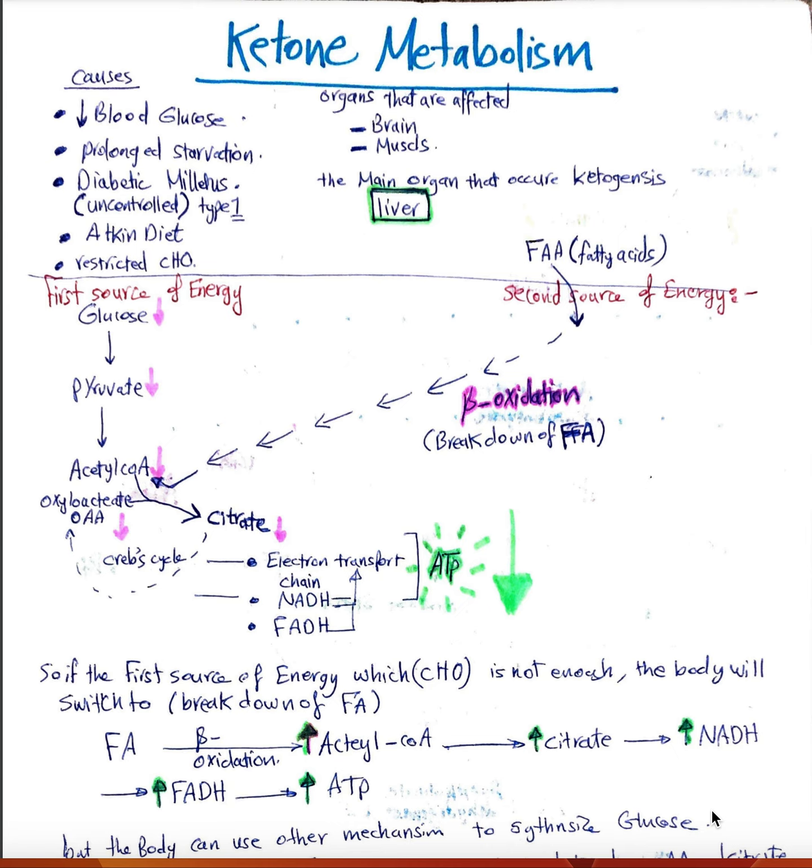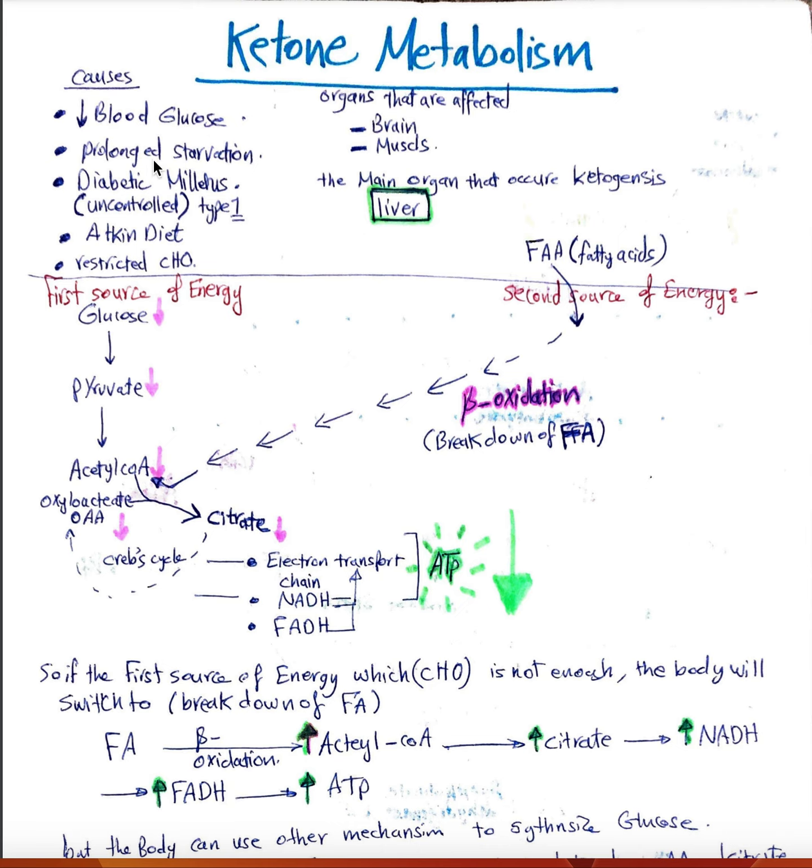The first topic is about the ketone bodies, but we want to know what the metabolism is and what the reasons are for the formation of the ketone bodies. Here you can see the causes of the ketone bodies, why the body has to form them. The first and main reason is a decrease in the glucose level in the blood.